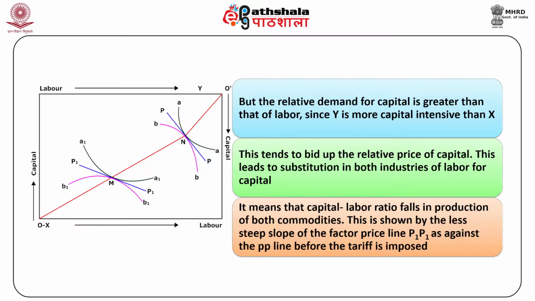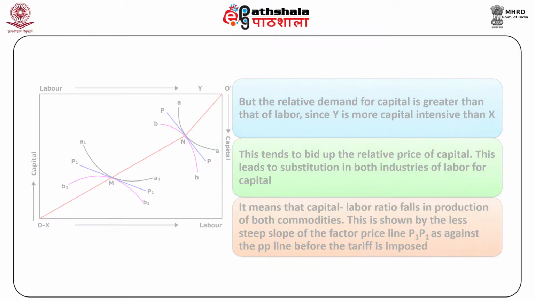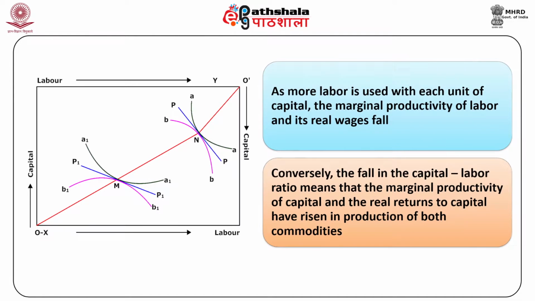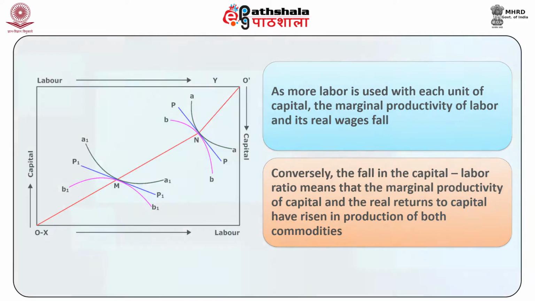This is shown by the less steep slope of factor price line P1 as against the PP line before the tariff is imposed. As more labor is used with each unit of capital, the marginal productivity of labor and its real wages fall. Conversely, the fall in the capital labor ratio means that the marginal productivity of capital and the real returns to capital have risen in production of both commodities.